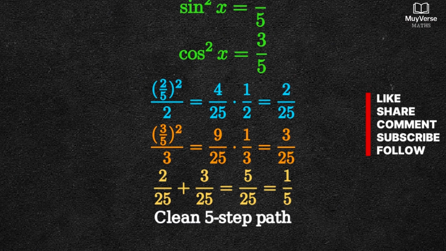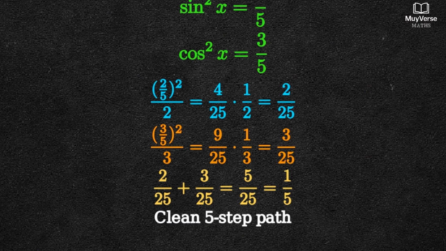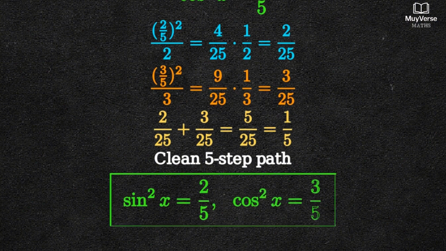expanded and combined, factored a perfect square, and obtained a unique solution for the squares. Sine squared x equals 2/5 and cosine squared x equals 3/5.